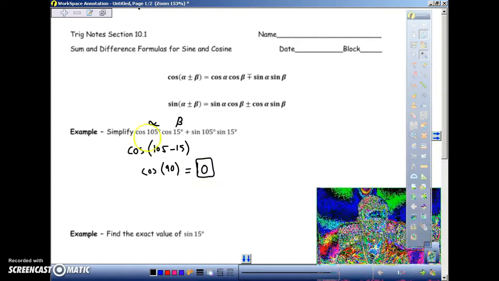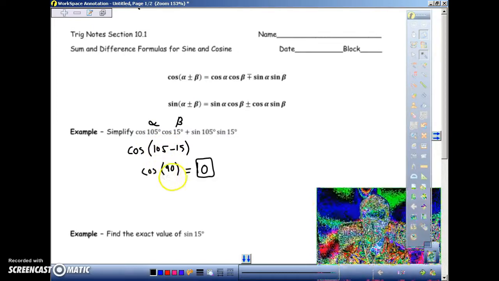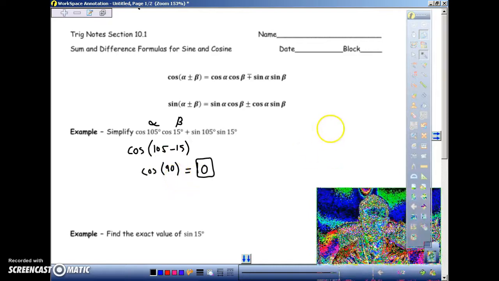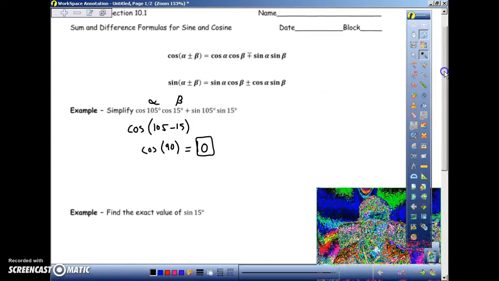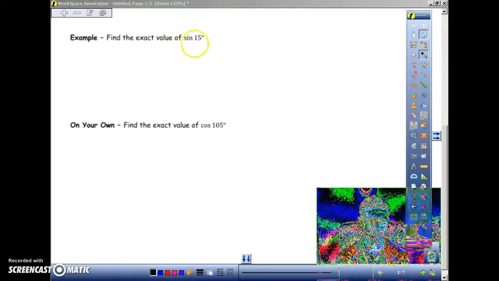Okay, and that's really all you're doing on ones like this: once you identify which one you're using, plug your angles in, and usually your angles are going to come out to something that you can figure out fairly easily. Okay, the next example is if we're trying to find the exact value of sine of 15.